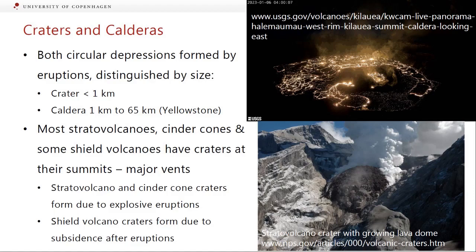Since 2018, it's been filling up again, and the height has severely increased after 2021, so it's really full. You can see all this cool lava at the surface.